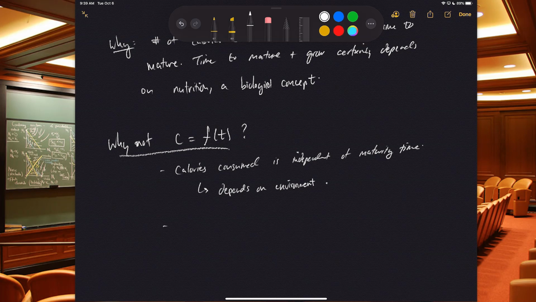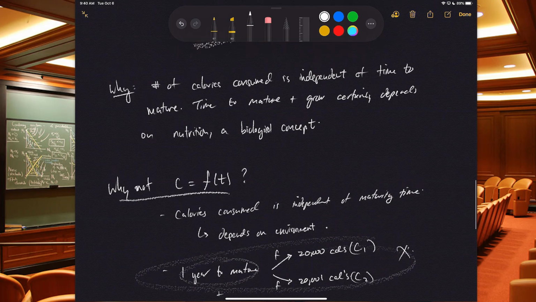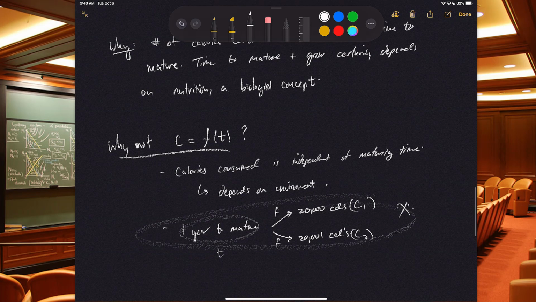And the other reason might be that you could have a given time. Let's say it takes 1 year to mature. And that might, for the same species of organism, get mapped, from F, to two different outputs of maybe 20,000 calories to 20,001 calories. Right? So here you have a problem where you've got the same input time going to two different outputs, and that breaks the definition of function. So that's just clearly a less natural fit to go this direction.